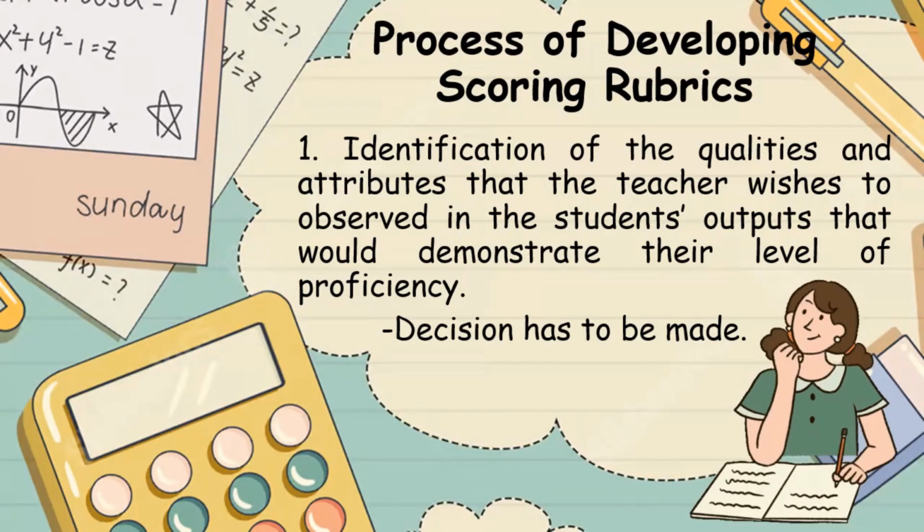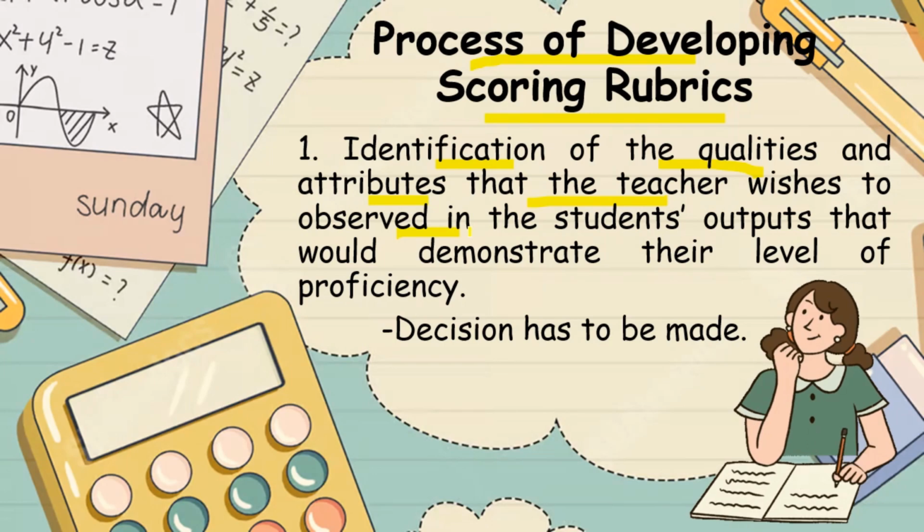So the first step, so these are the process of developing scoring rubrics. So number one, or the first step is identification of the qualities and attributes that the teacher wishes to observe in the students' outputs that would demonstrate their level of proficiency. So these qualities and attributes form the top level of the scoring criteria for the rubrics.